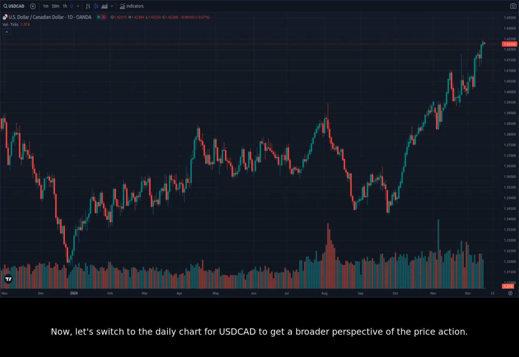Now, let's switch to the daily chart for USDCAD to get a broader perspective of the price action. As you can see, the price has been steadily increasing for the last several weeks, indicating a strong bullish trend. We can observe several key support levels that have held the price up during periods of consolidation.